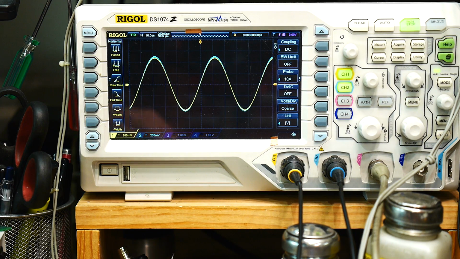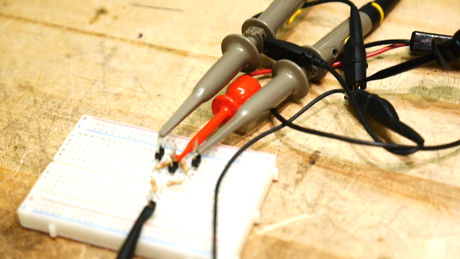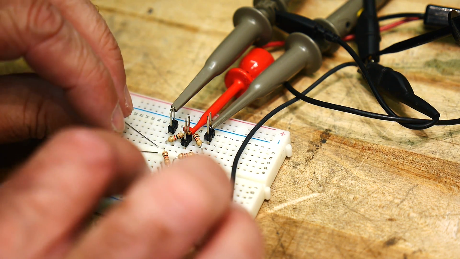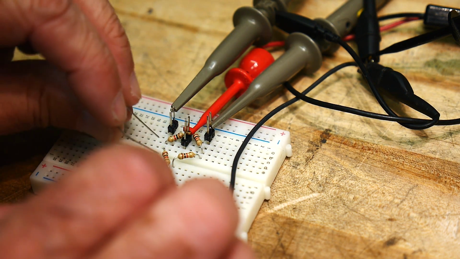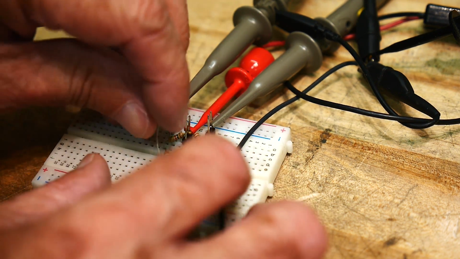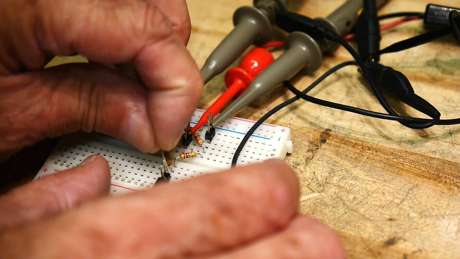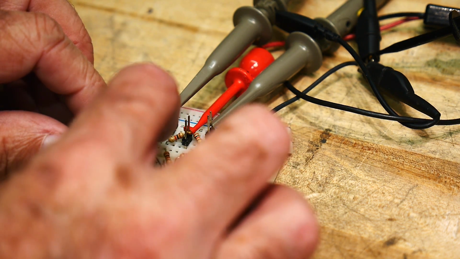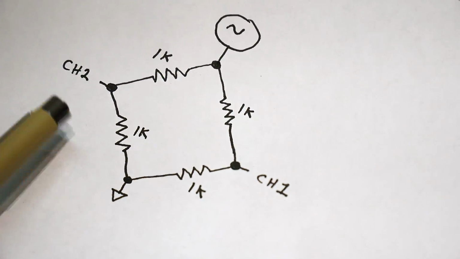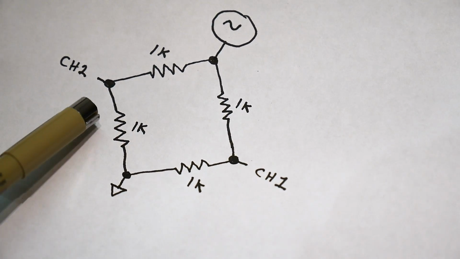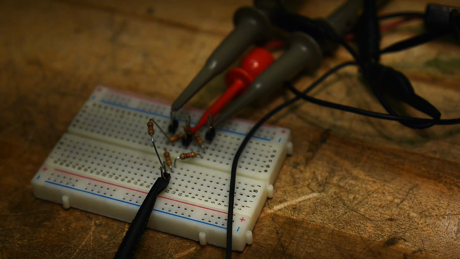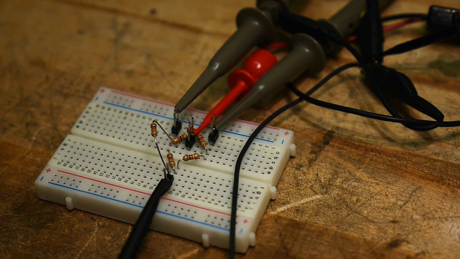All right. So if we change the resistance of one of those resistors, so this resistor here, I'm going to put another 1K resistor in parallel with it. So I'm going to have half of the resistance in that one. I'm going to put a 1K resistor in parallel with it. So now we'll have 500 ohms in this part of the bridge.